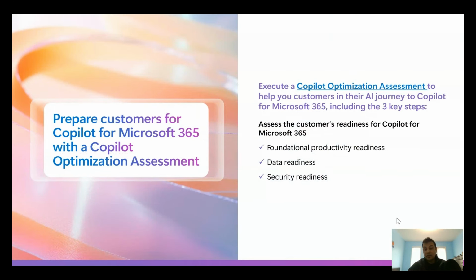And part of these pre-sale services is the optimization assessment. This involves three steps, as I mentioned. You want to make sure that foundational productivity readiness is there. It means that they should be utilizing the Microsoft 365 applications, and their data estate should be ready. It means that it should be protected and secured. The policies should be in place in order to move forward on their AI implementation journey. Let me show you the optimization assessment and how you can achieve this.